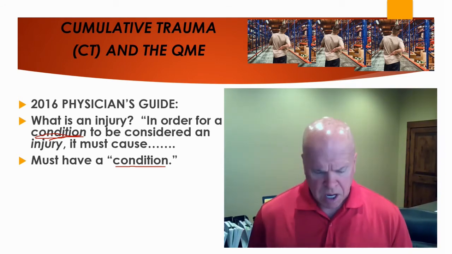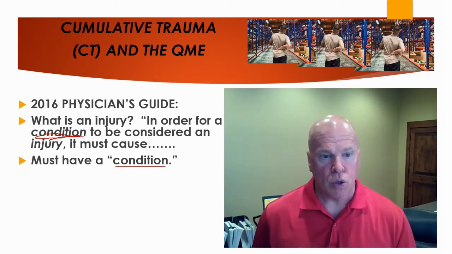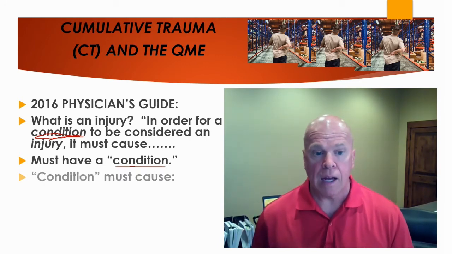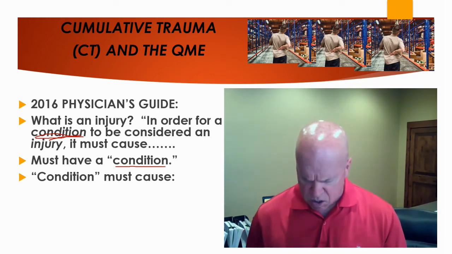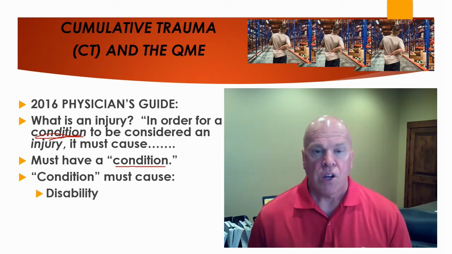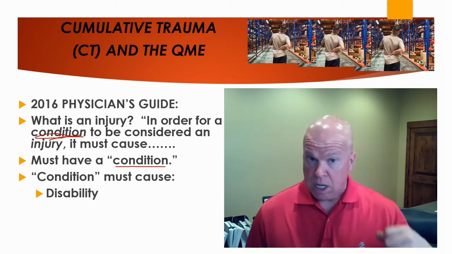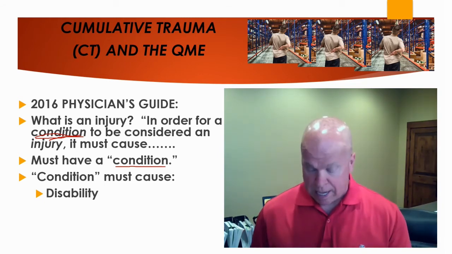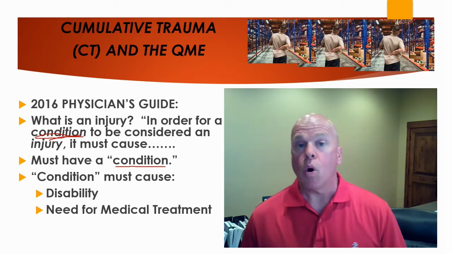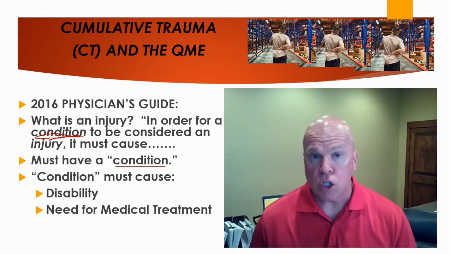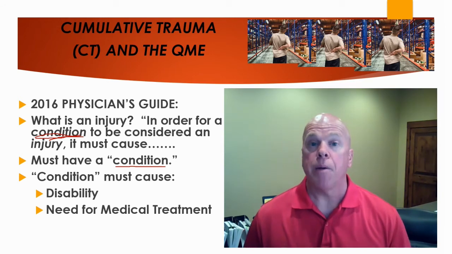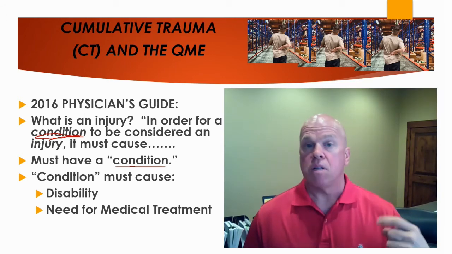before it can qualify as an industrial injury. So according to the 2016 Physician's Guide, the condition in order to qualify as an industrial injury must cause either disability and or a need for medical treatment. The condition must meet a couple criteria. It must, number one, cause disability.